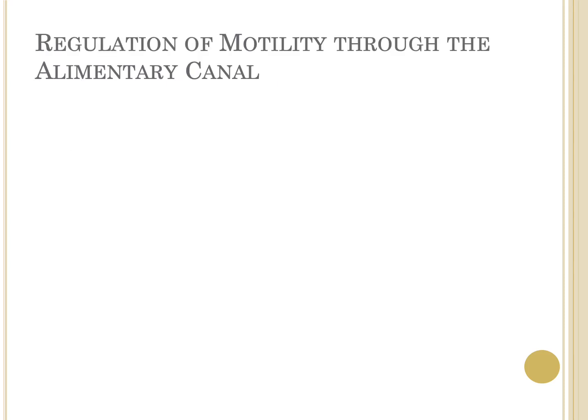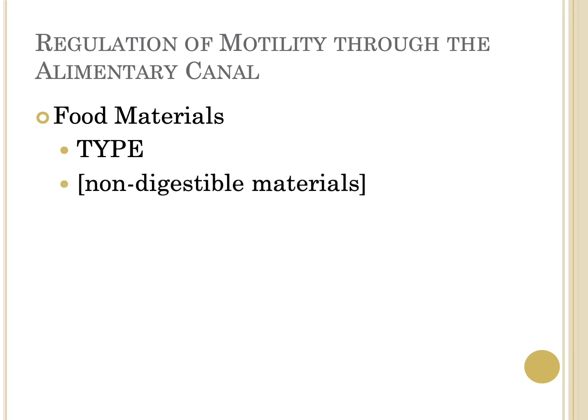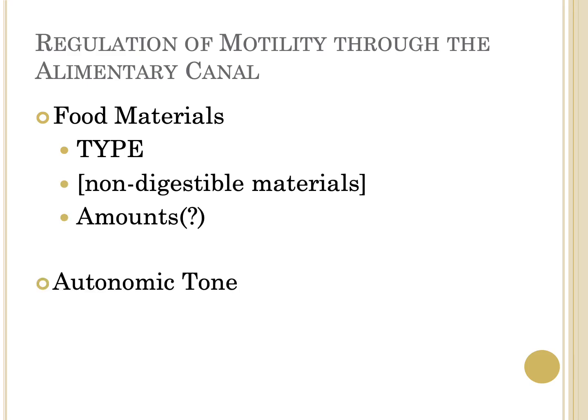So what's going to be the regulations of motility? Well, number one, the food materials, and this is where we're looking at the type, the amount of non-digestible materials that are being consumed, the amounts of material that are being consumed, what our level of autonomic tone happens to be. If we're really stressed out, we're going to be slowing down the rate of gastric motility because we're not going to have the correct level of parasympathetic tone to keep gastric motility high.